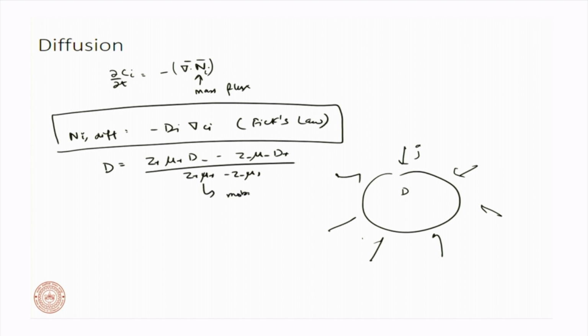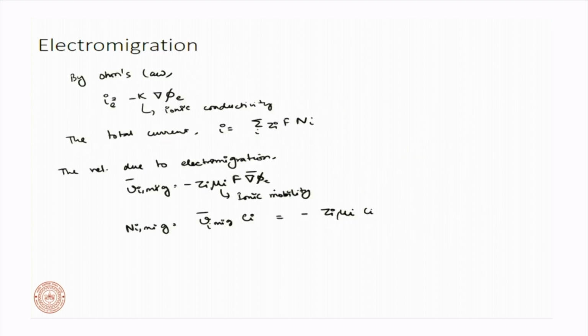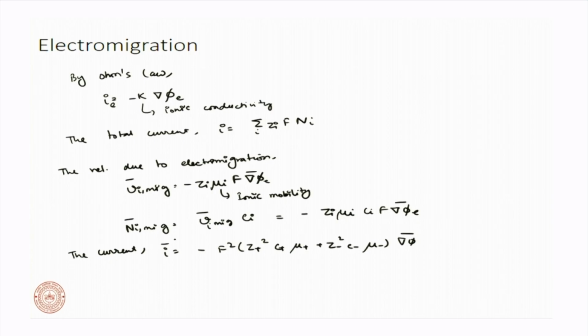Again, these are mobilities. Zi mu i Ci into F into del phi, and N is a vector. Now, the current associated, if we take this formula for the current, then I is equal to minus F square. Now, there are positive ions and negative ions, we will account for both. So, Z plus square C plus into mu plus plus Z minus square C minus into mu minus into del phi. This is your current density.